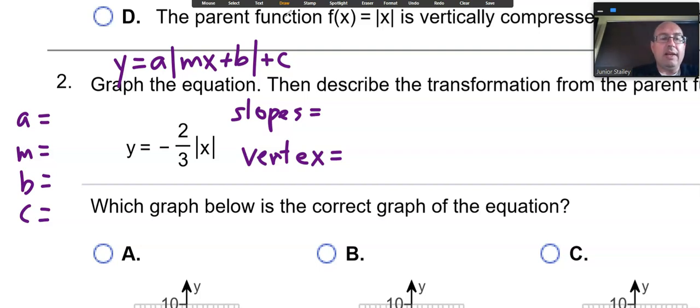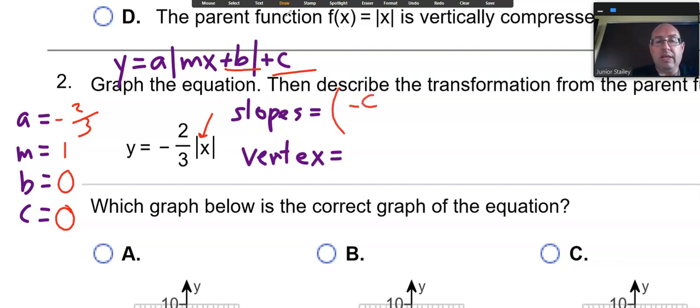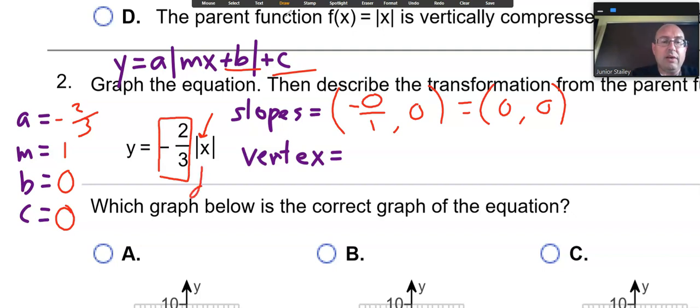We've got an a value of negative 2/3. Inside here we have a b value, or an m value of 1, a b value of 0, and a c value of 0. Just kind of like the last one. So if we go opposite of b over m, comma, c, we're going to get that 0, 0 starting point. We can tell that it opens down.